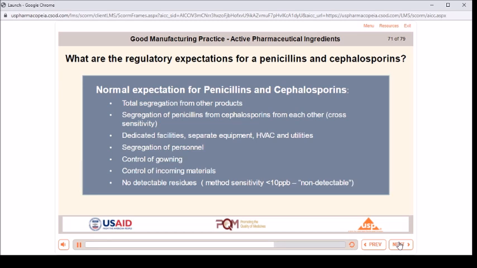This is a particular issue for QA, QC, validation and maintenance personnel and contractors who may be required to enter both the penicillin or cephalosporin manufacturing facility and other facilities in the course of a week. There must also be strict controls on incoming materials, and a separate warehouse is preferred. For cleaning, there should be no detectable residues, and the generally accepted limit of detection is less than 10 ppb.